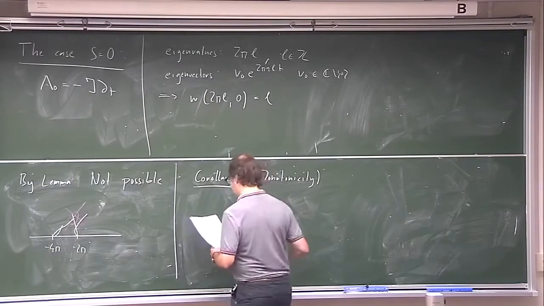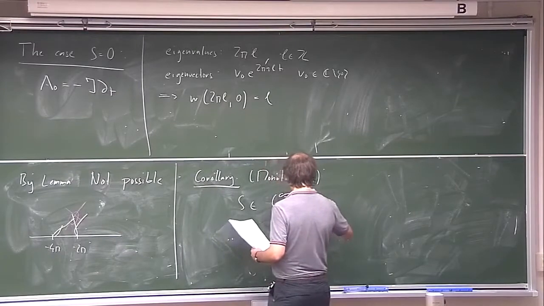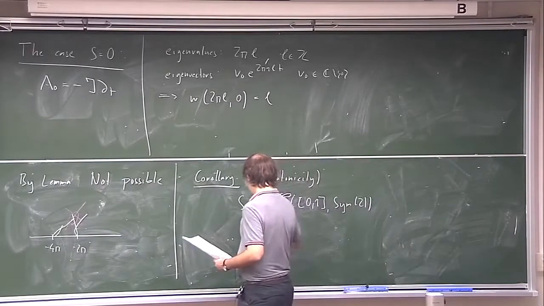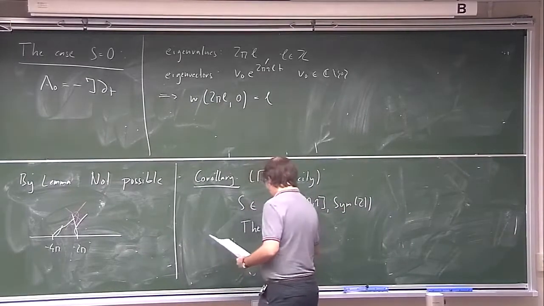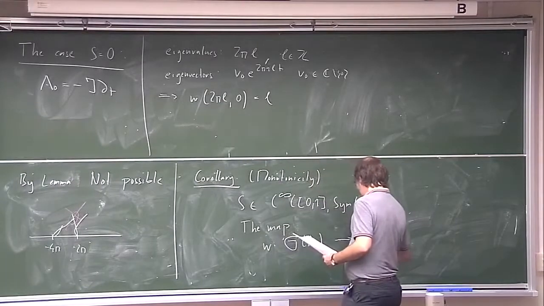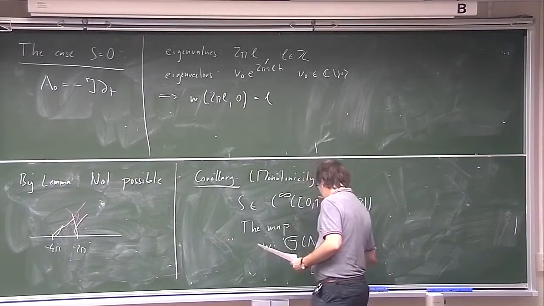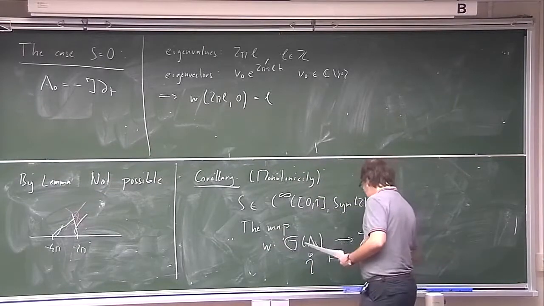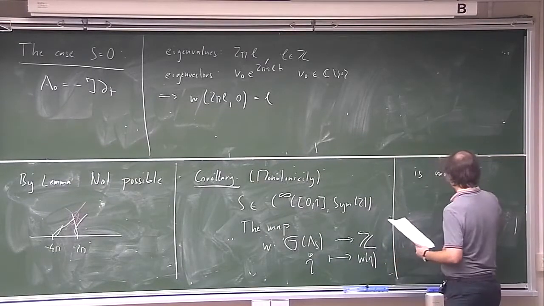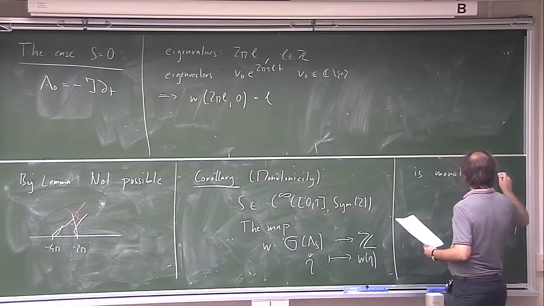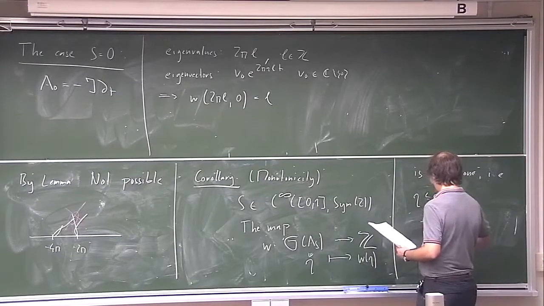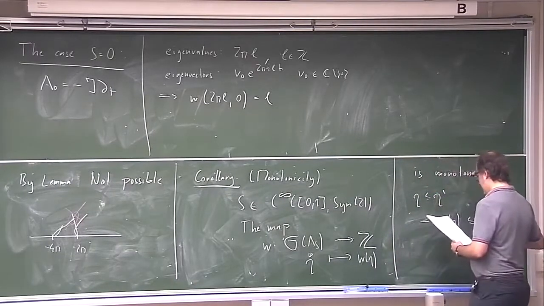So corollary, monotonicity. If S is in the set of smooth paths, then the map W from the spectrum into Z, which maps an eigenvalue to its winding number, is monotone, i.e., if eta is less than or equal to eta prime, it follows that W(eta) is less than or equal to W(eta prime).